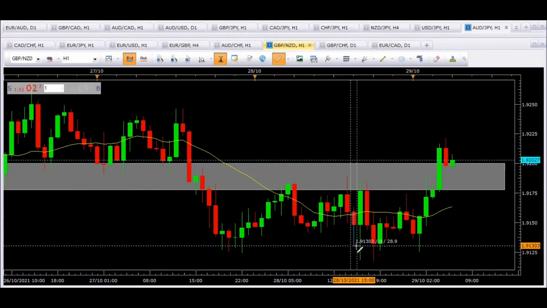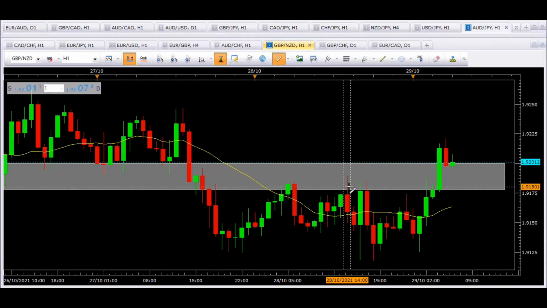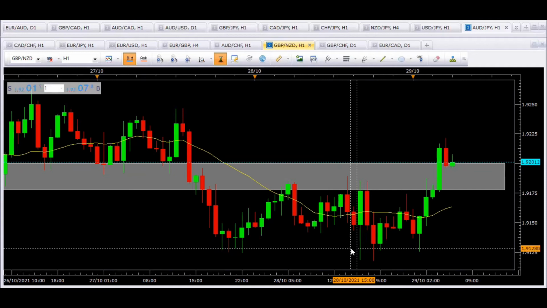So roughly 1:1, guys. That's the minimum I'm looking at. Risk to reward 1:1. And I just about got it with this trade. So yeah, entered off this candle here, and just took it back down to the low, as I explained yesterday morning. So that's the recap from yesterday's trade.